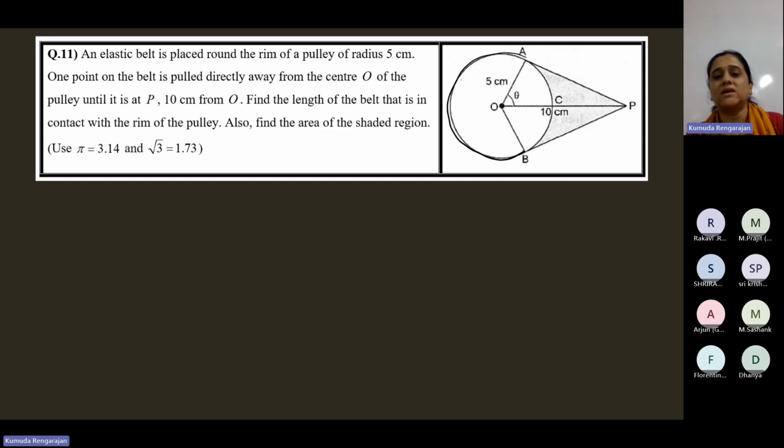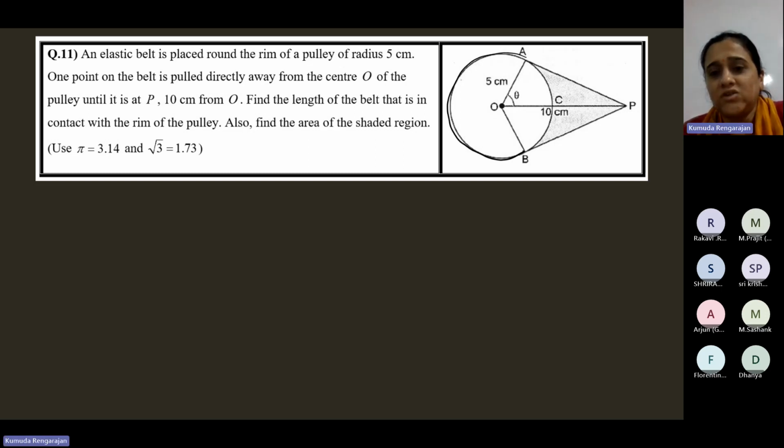Once you get the sector angle, you know the radius. Radius is given. Radius is 5. For the circle, we know the radius. We only don't know the sector angle. So if we find the sector angle, we can answer the two subdivisions in this question. So now the sector angle.